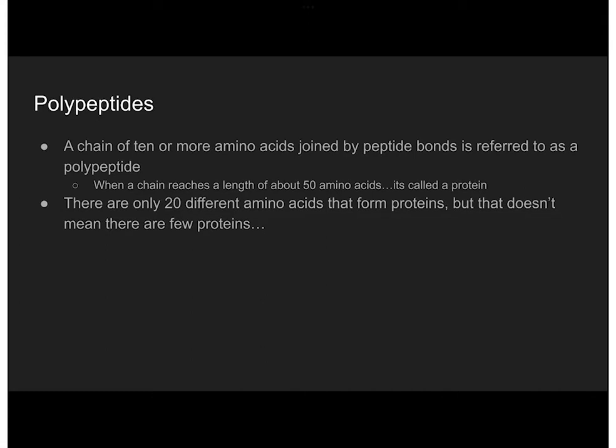Now, there are only 20 different amino acids that form proteins, and that kind of makes you think that there aren't very many proteins because there are only 20 things that build them. When in fact there are about 80 to 100,000 different proteins that we know of. So the variable arrangements that they can make means that there are many, many different proteins out there.